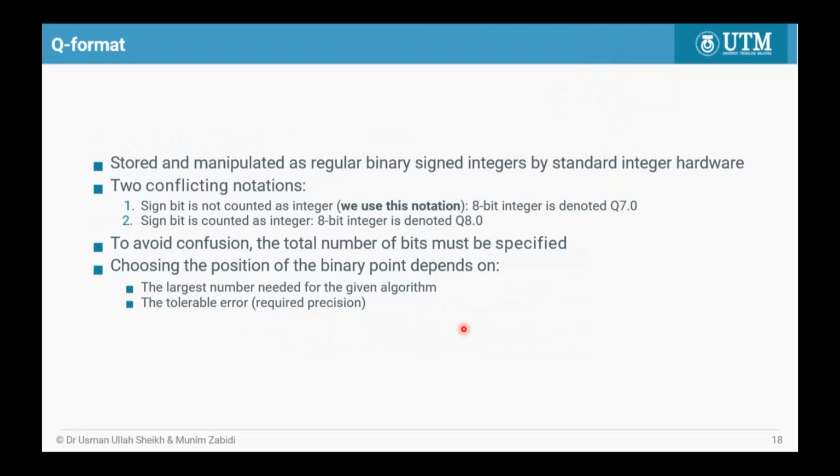So this Q format is stored and manipulated as a regular binary signed integer by standard integer hardware. There are 2 conflicting notations that need to be considered. In one, the sign bit is not counted as an integer. In the other, the sign bit is counted as an integer, if we use this format here, Q8.0. If the sign bit is not counted as an integer, we use Q7.0. But commonly we use this notation compared to that notation. So to avoid confusion, the total number of bits must be specified. Choosing the position of the binary point depends on the largest number needed for the given algorithm and the tolerable error or required precision.